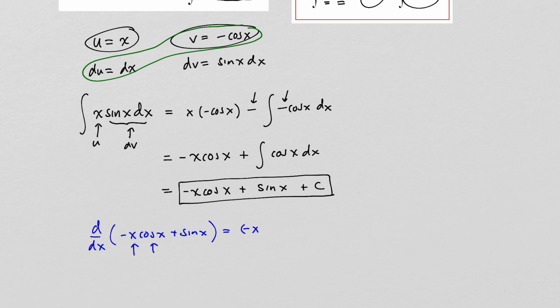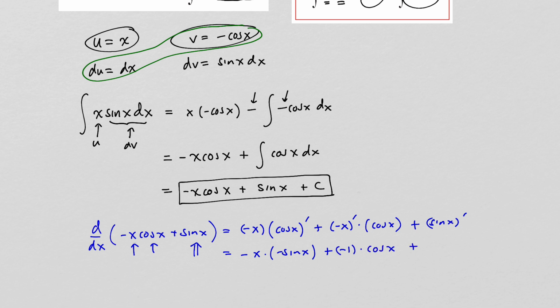So we take the first function, negative x, multiply it by the derivative of cosine of x, plus, then we're going to take the derivative of the function negative x and multiply it by cosine of x, plus, and then we have to take the derivative of sine. Let's go ahead and do the math here. We have negative x times the derivative of cosine is negative sine of x, plus the derivative of negative x is negative 1 times cosine of x, plus the derivative of sine is cosine.